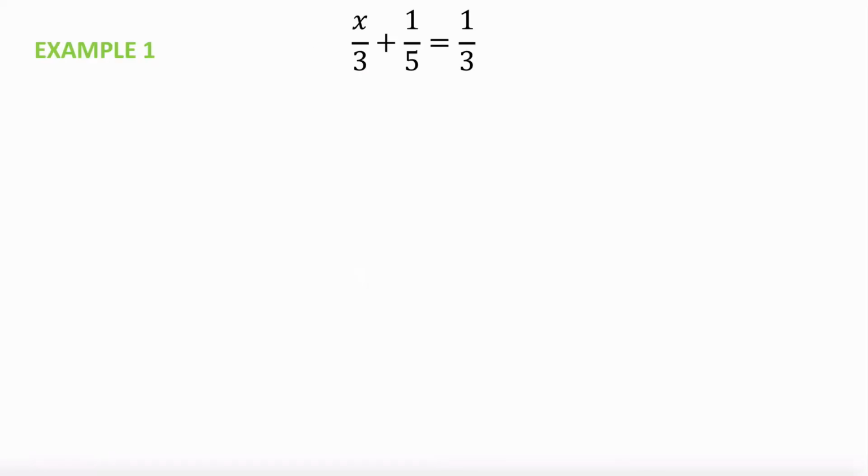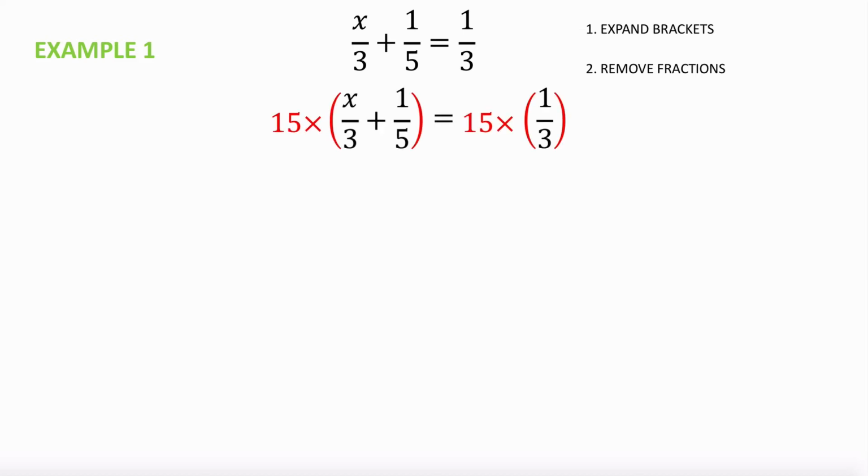Let's look at an example. We have x over 3 plus 1/5 is equal to 1/3. The first step is to expand the brackets. We have no brackets, so we move on to the second step. The second step is to remove fractions. Here we have 3 fractions, so we need to find the LCM of these 3 fractions. We have the LCM as 15, and so we multiply both sides of the equation by 15.